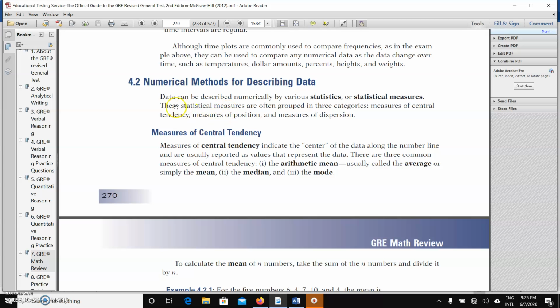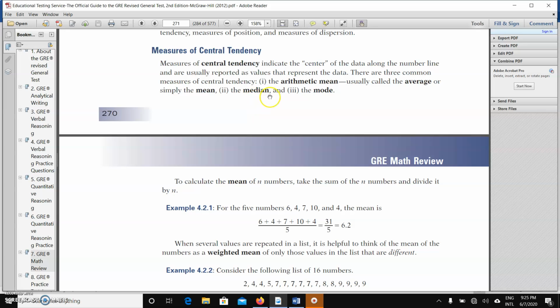Data can be described numerically by various statistics or statistical measures. These statistical measures are often grouped into three categories: measure of central tendency, which is what we are going to talk about now; measure of position, that will come later; and measure of dispersion. Now, measure of central tendency. This is how to measure it.